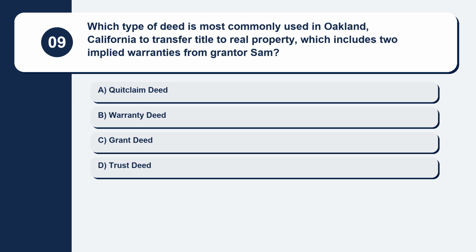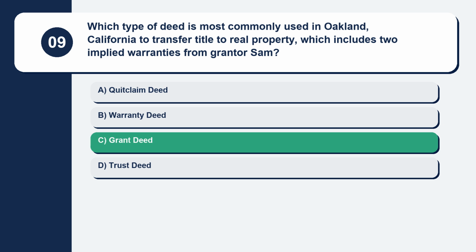Question 9. Which type of deed is most commonly used in Oakland, California to transfer title to real property, which includes 2 implied warranties from grantor Sam? Here are your options. Option A, quitclaim deed. Option B, warranty deed. Option C, grant deed. Option D, trust deed. The correct answer is option C, grant deed.